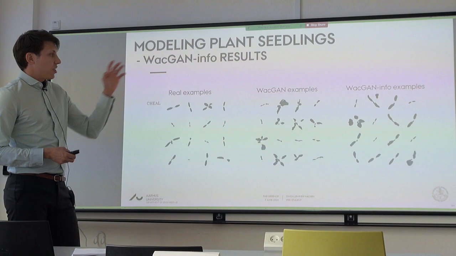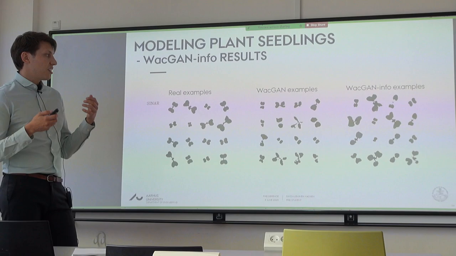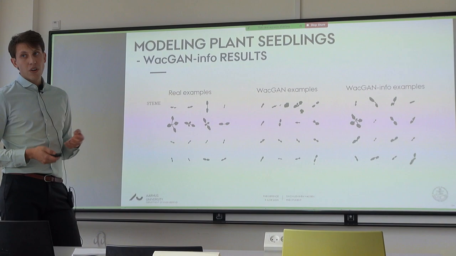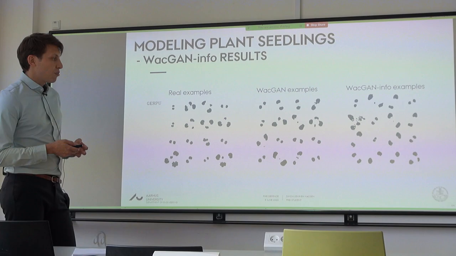It's the one that you see furthest to the right. And in my personal opinion, I think the samples from the BackGAN info model seem to be slightly better than the samples from the BackGAN model, since the BackGAN info model seems to be better at reproducing small objects such as the stem in the samples. And they generally seem to have less noise in the images when I've looked at them visually.